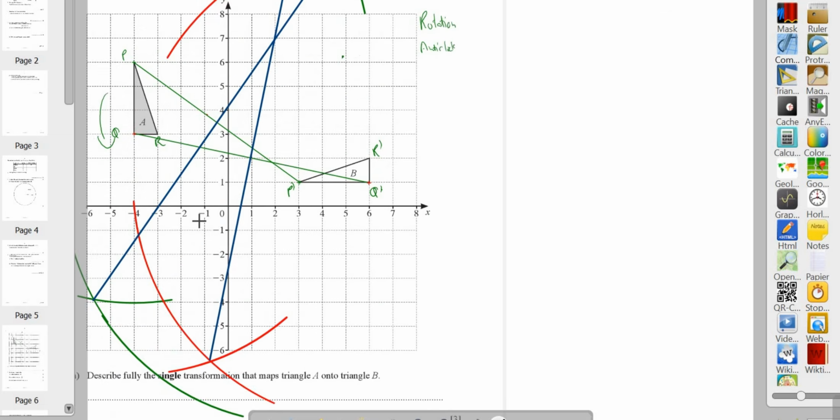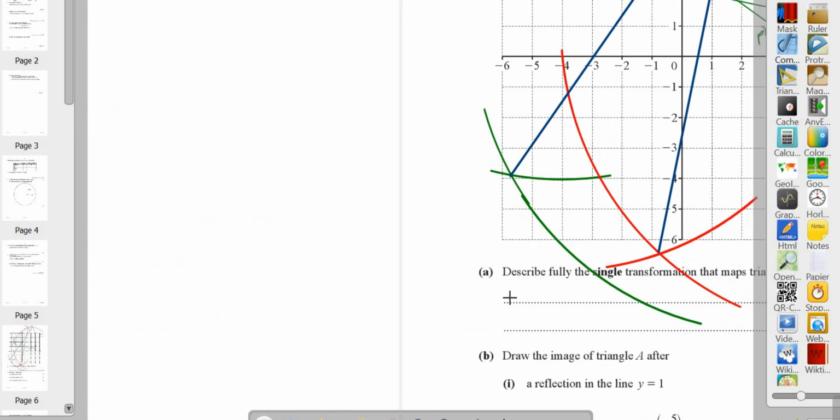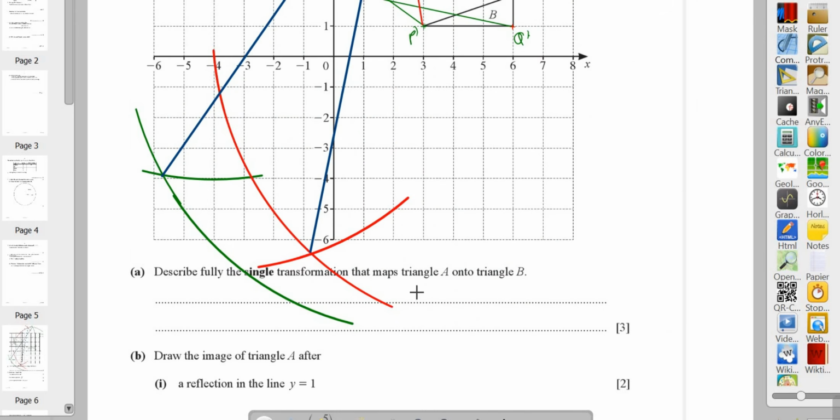Now if you look at it, both the lines are intersecting at this point. Let me use the red color again. They're intersecting at this point, 7, 2. And if I show you one more thing, P, this and this is what? A 90-degree angle. So the answer for this question, describe fully the single transformation, is rotation.